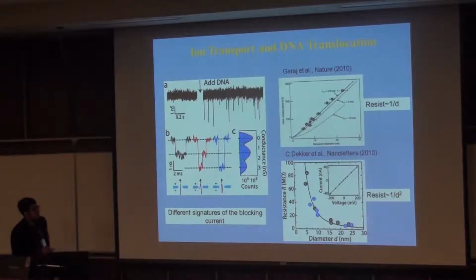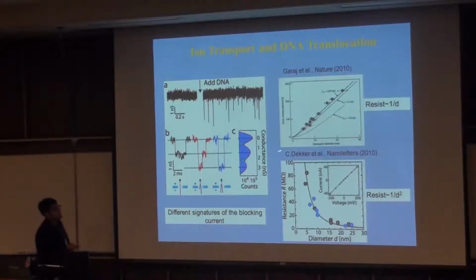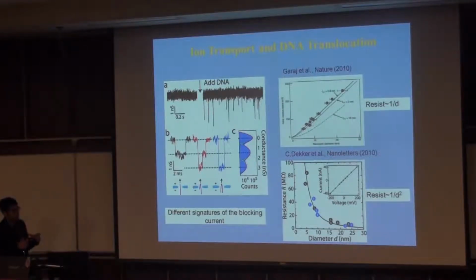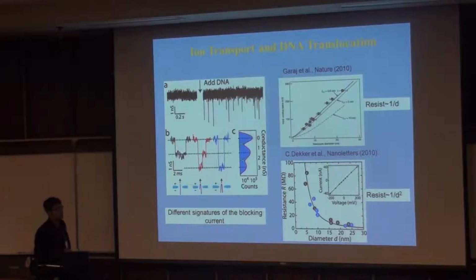With this method, we see an inverse relationship with the nanopore diameter, or an inverse quadratic dependence, depending on the actual thickness of the membrane. But the point is that this is indeed due to the current blockade. As we increase the nanopore size, we should have a lower ionic resistance.